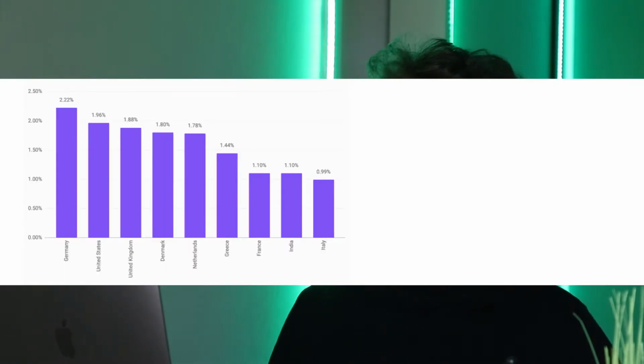And here's another chart with the average conversion rate based on countries. The highest conversion rate is in Germany, following by United States, United Kingdom, Denmark, and so on. If a country is not shown here, then their conversion rate is under 1%.